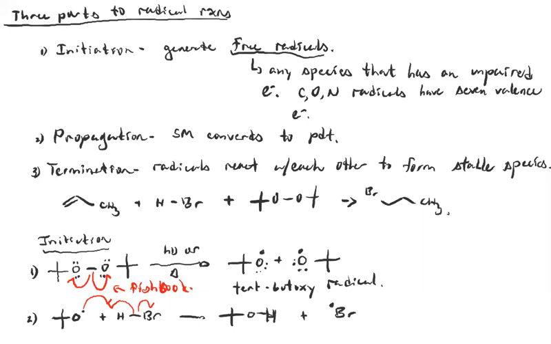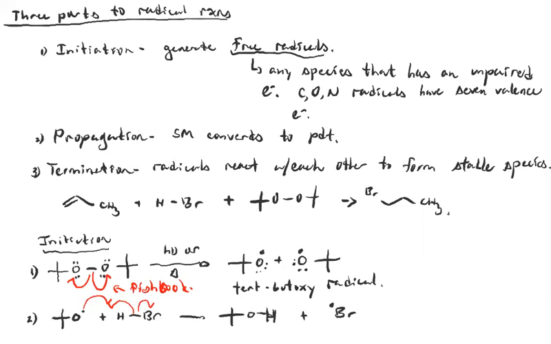Would we have to write ×2 just because it's happening to 2 T-butoxy radicals? No, you can just drop one of them. That's fine. Okay, so that gives me Br dot.